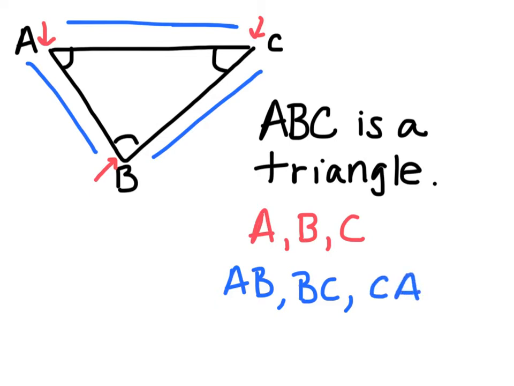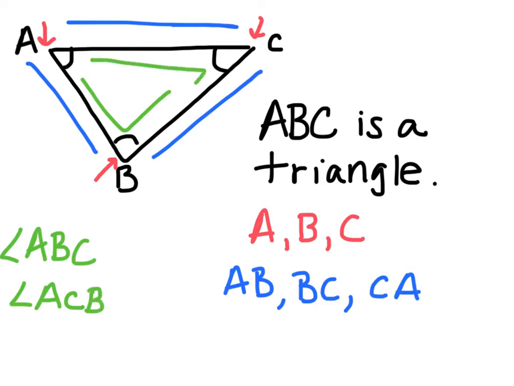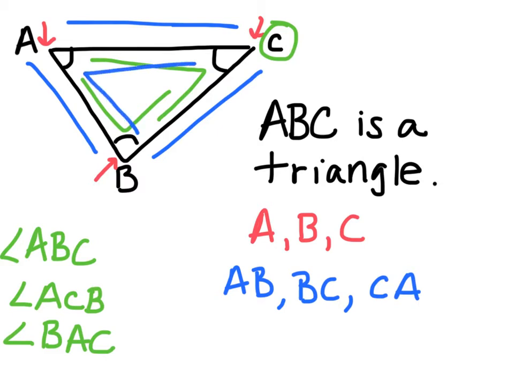Finally, the triangle has 3 angles. It has angle ABC, which we would write like this: angle ABC. That's the angle right here. Next, we have angle ACB, which would be this angle right here. The letter of the vertex is in the center. And then we have angle BAC, which is right here. Okay? So those are our main parts of our triangle. We have the vertices, the 3 sides, and the 3 angles.